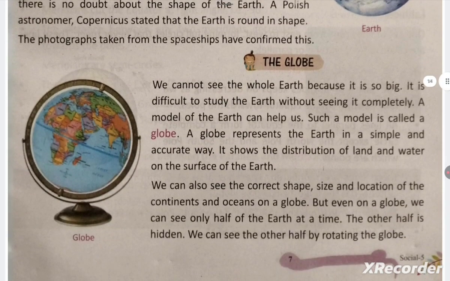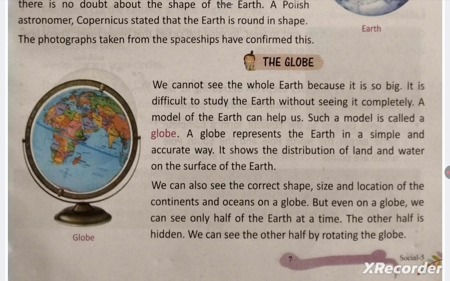The globe. We cannot see the whole earth because it is so big. It is difficult to study the earth without seeing it completely. A model of the earth can help us. Such a model is called a globe. A globe represents the earth in a simple and accurate way.